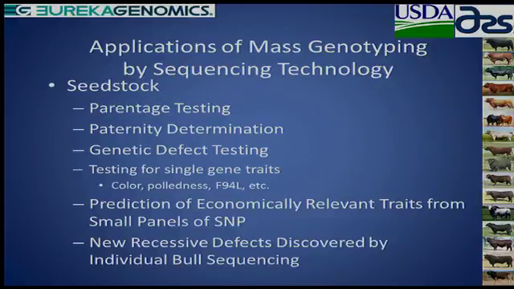Certainly it could be used for at least some types of genetic defect testing for single gene traits like color, poleness, the myostatin F94L mutation, etc. We could use it for prediction of economically relevant traits from small panels of SNPs. And I think there's opportunities for discovering new recessive defects or for genotyping new recessive defects that are discovered through individual bull sequencing, and we're getting reasonably serious about that, and I think we'll be learning a lot out of that in the near future.